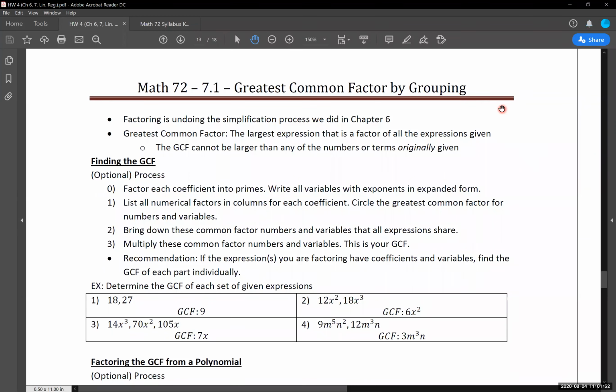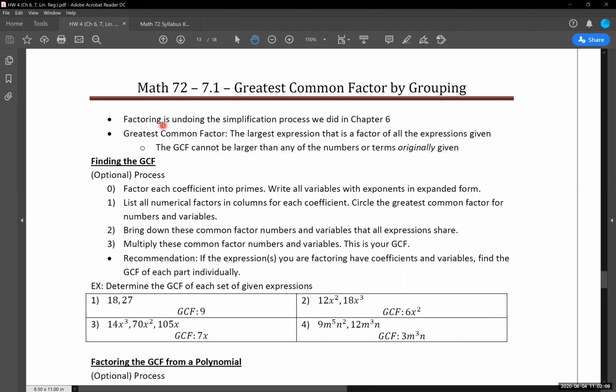So today we are covering the 7.1 material, working with the greatest common factor, with some factoring by grouping mixed in here as well. So the main overarching idea is: what is factoring with these polynomials?